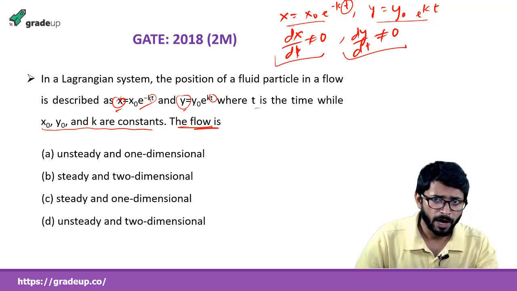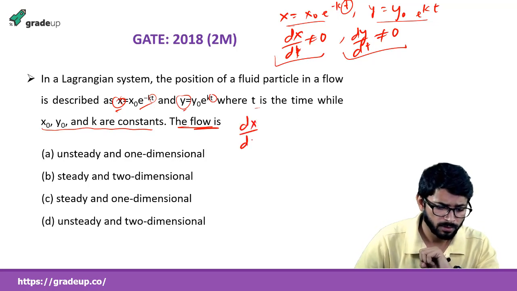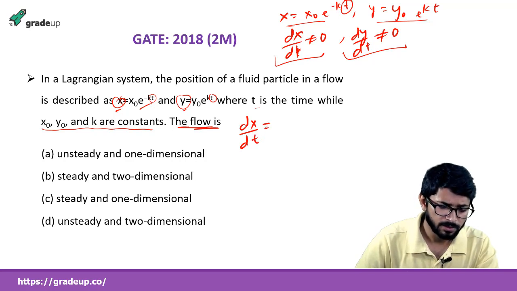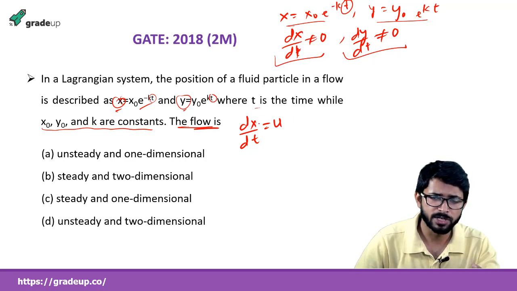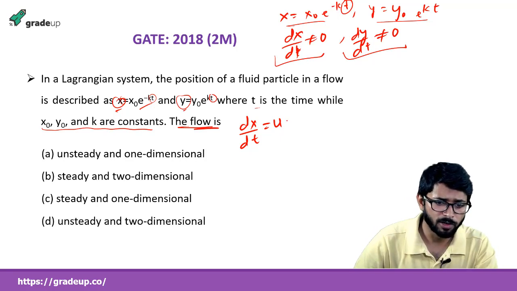So we have to find out the velocity. How can we find it? We can find dx by dt, which is equal to u. x is the position vector. We take the derivative with respect to time, and we will get the velocity in the direction of the x axis, which is equal to u.